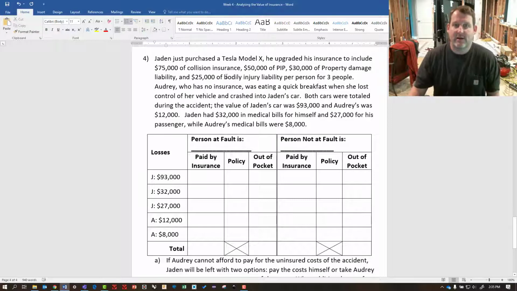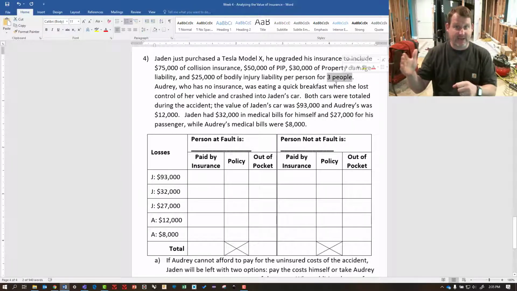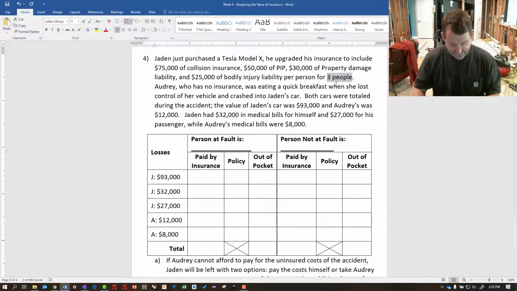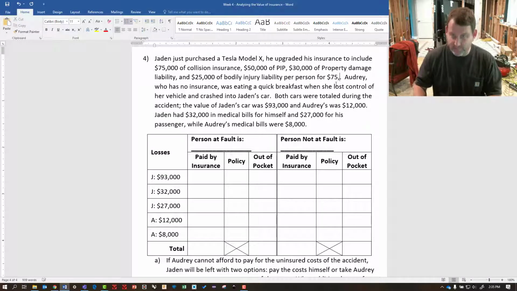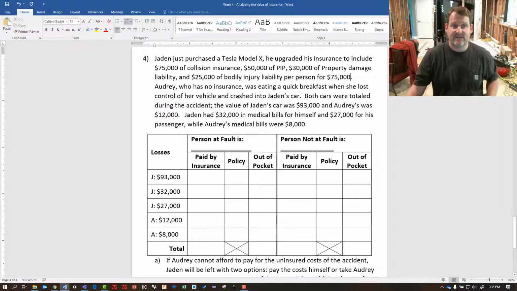And $25,000 of bodily injury liability per person, and again, this was a mistake on my part. It shouldn't be the number of people that max out. It's the total amount that maxes out. Let's call it $75,000 total. Now, this is in excess of the minimum requirements, so they'd pay a little bit extra to have this higher maximum limit.